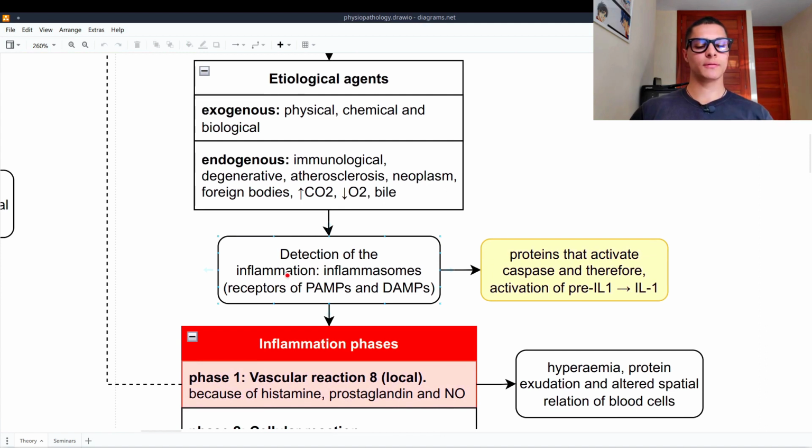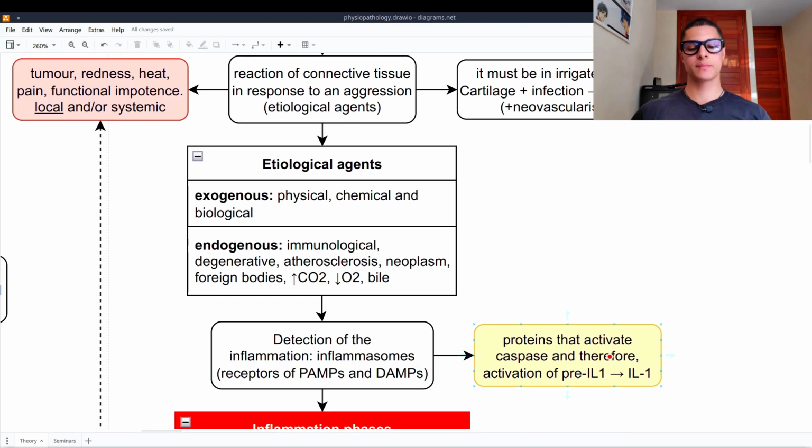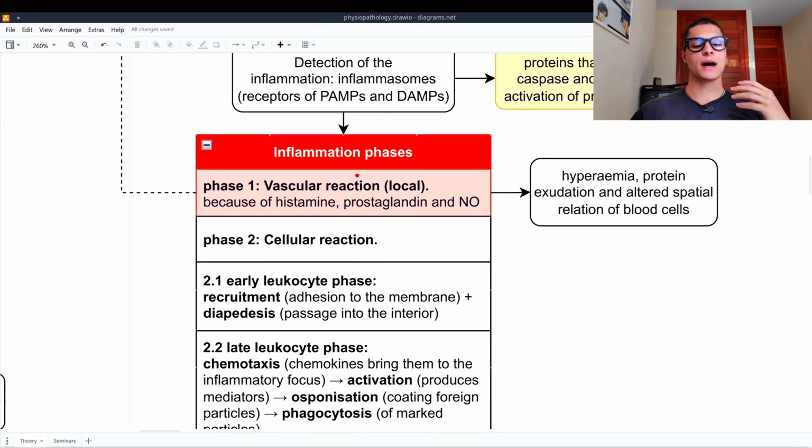Detection of the inflammation. We use inflammasomes, and these are receptors for PAMPs and DAMPs. These are proteins, the inflammasomes, that activate the caspase. And the caspase, which is activated by inflammasomes, is the one that activates the pre-interleukin 1 into interleukin 1.